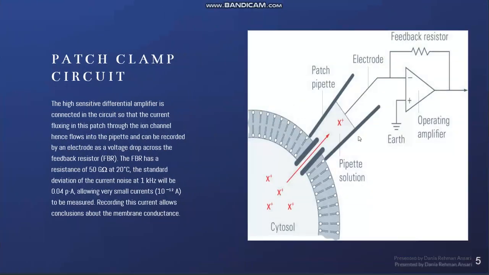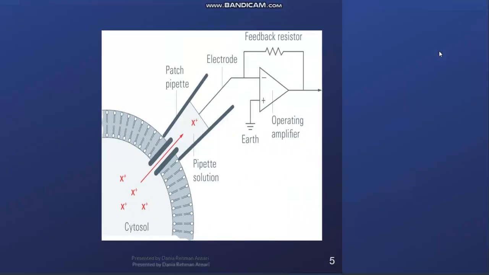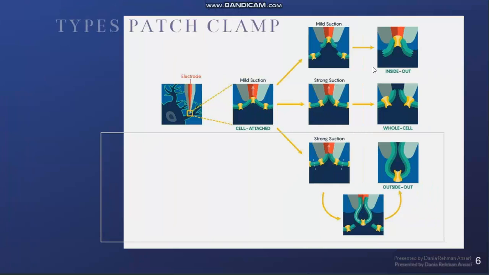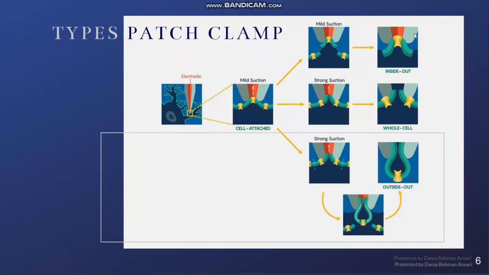This is the whole patch clamp circuit. The electro micropipette is attached to the cell membrane to conduct the ions, and contains the electrolytic solution and electrode, which are connected to the amplifier and a resistor called the feedback resistor. After the cell attachment, there are different types of configuration: inside out, whole cell, and outside out patch clamp.